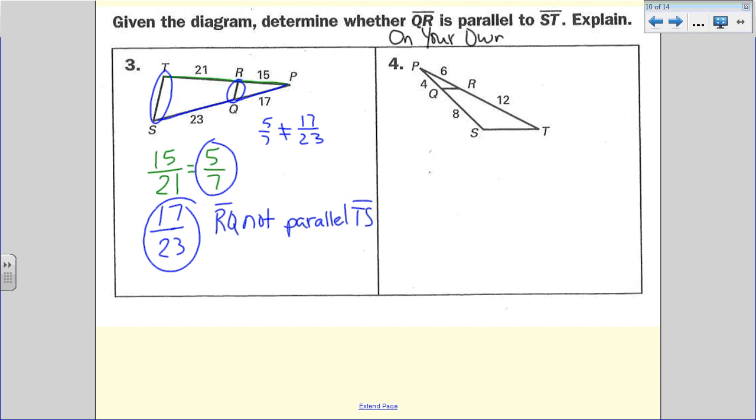You guys are going to do this one on your own. Don't be afraid to get a yes answer. Just so happens that we did 2 that were not parallel. This one could be parallel.